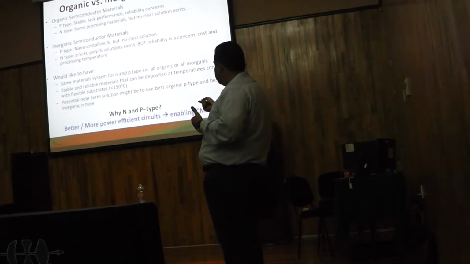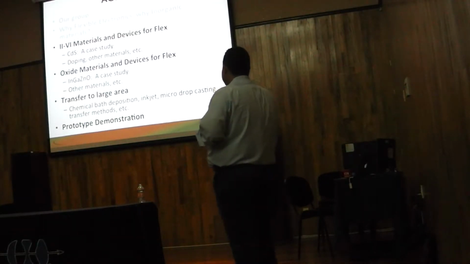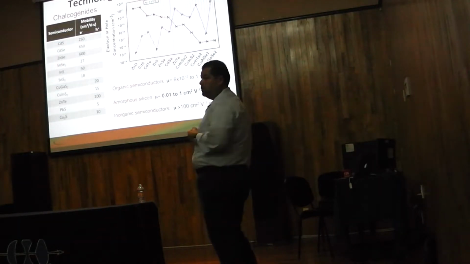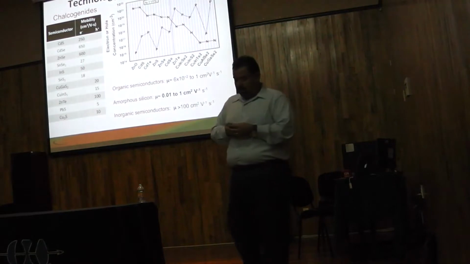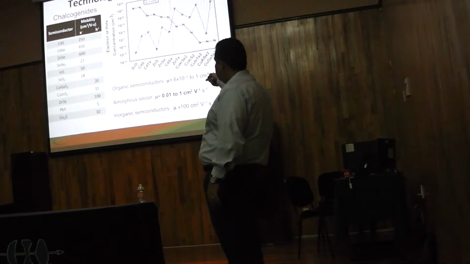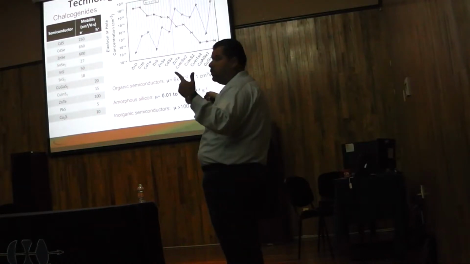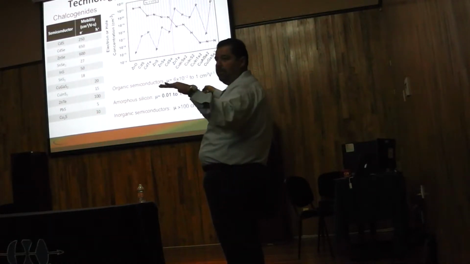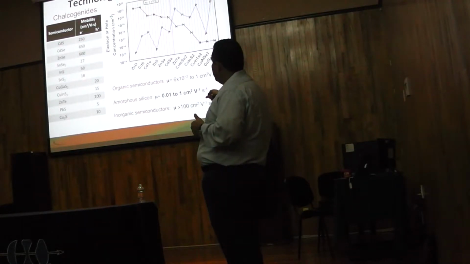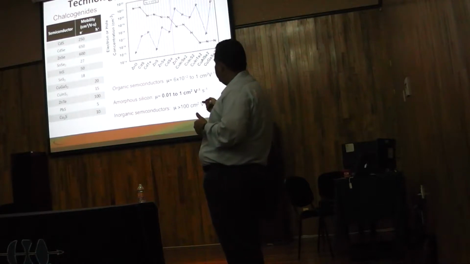So this is the area that we are working on heavily. Some of the materials that we're working on are the chalcogenides. Why the chalcogenides? Because with chalcogenides, we have N and we have P as well. This is mobility, this is Hall effect mobility. Drift mobility is not field effect mobility, but the mobility is quite high. It's quite acceptable, both for N-type as well as P-type.